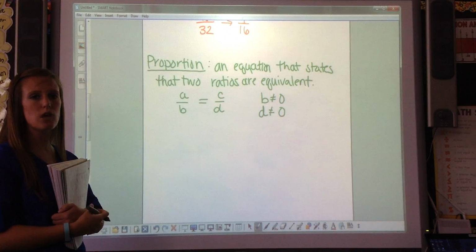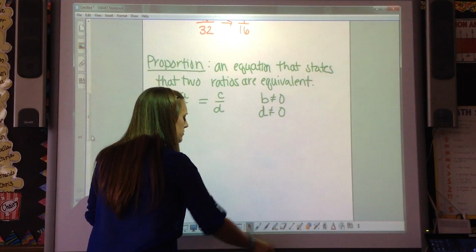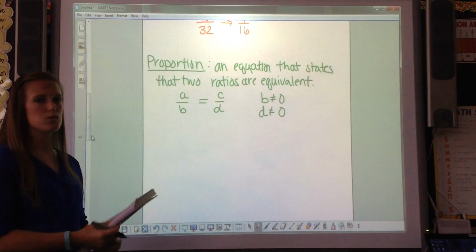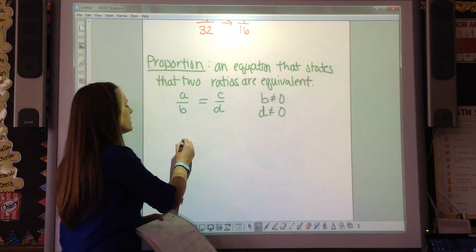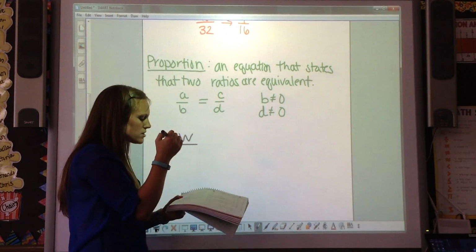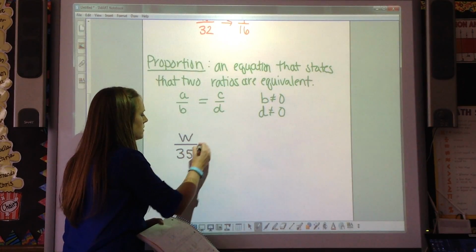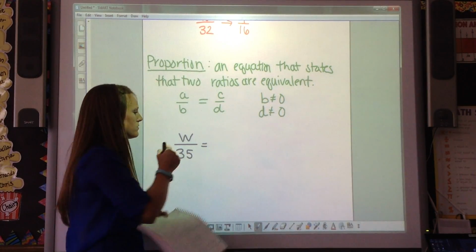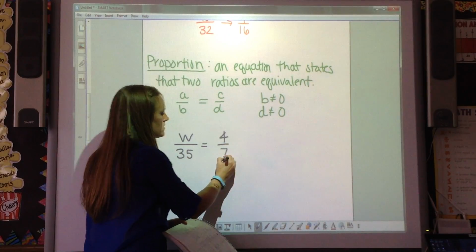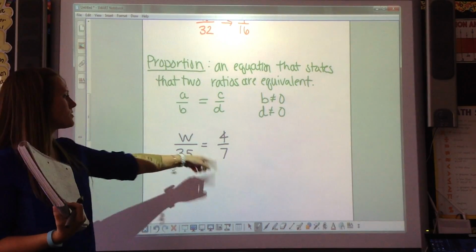They're going to ask you to solve proportions. And like I said before, you're going to be solving proportions using the algebraic method today. We're not going to use any other method. On the test, you're going to know other ways. W over 35 equals 4 over 7. Let's solve this proportion. I have two ratios on both sides.